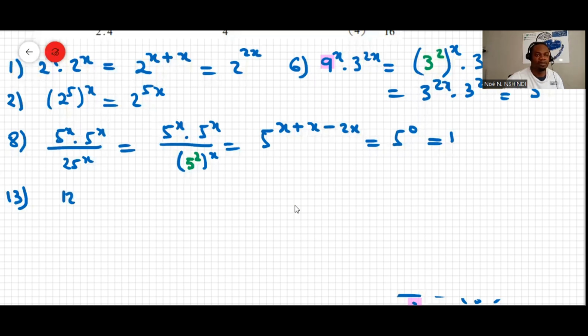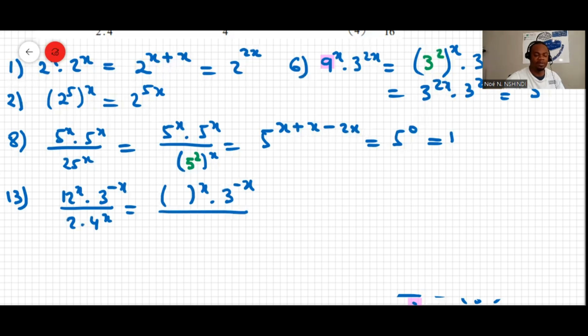12 to the x multiplied by 3 to the negative x all over 2 multiplied by 4 to the power of x. So we're going to write everything in terms of the prime factor. I'll write 3 because it is a prime number, and so is 2. 4 is not a prime number, and 12 is a product: 2 squared times 3, if you use the prime factor. 4 is 2 squared. And when you don't see an exponent, understand it's 1.